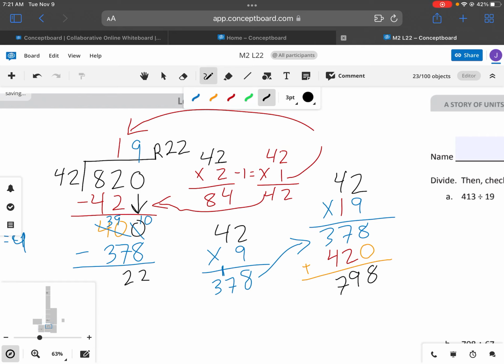we get 798. Is that 820? No. What do we have to do? We have to add our 22 from the remainder. So 8 plus 2 is 10. 9 plus 2 is 11, plus 1 is 12. And then 7 plus 1 is 8. So we have 820. That's our check.